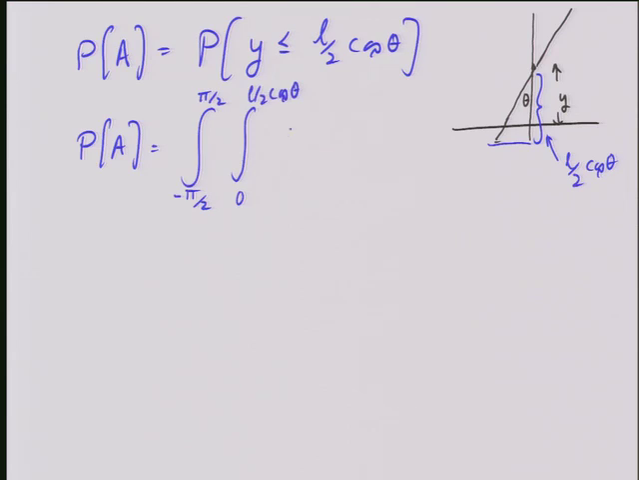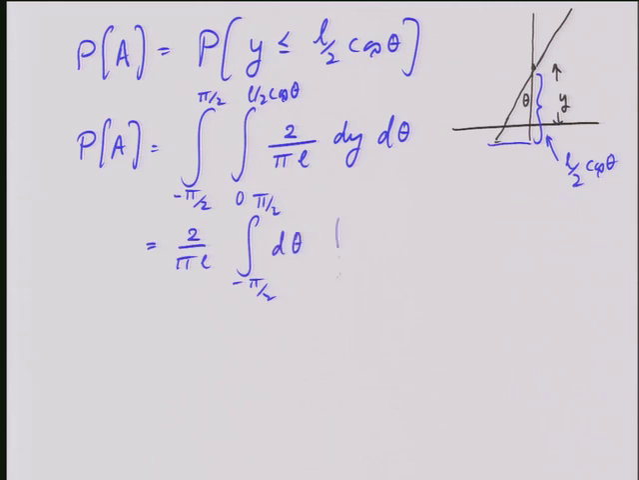And now f of y theta was what? It was 2 over pi L, right? dy d theta. Remember, pi and L are both constants. 2 is a constant as well. So we could even pull all this out. So we'd get 2 over pi L integral minus pi over 2 to pi over 2. We can pull out d theta because we are just integrating with respect to y. And then we have integral 0 to L over 2 cosine theta of dy.